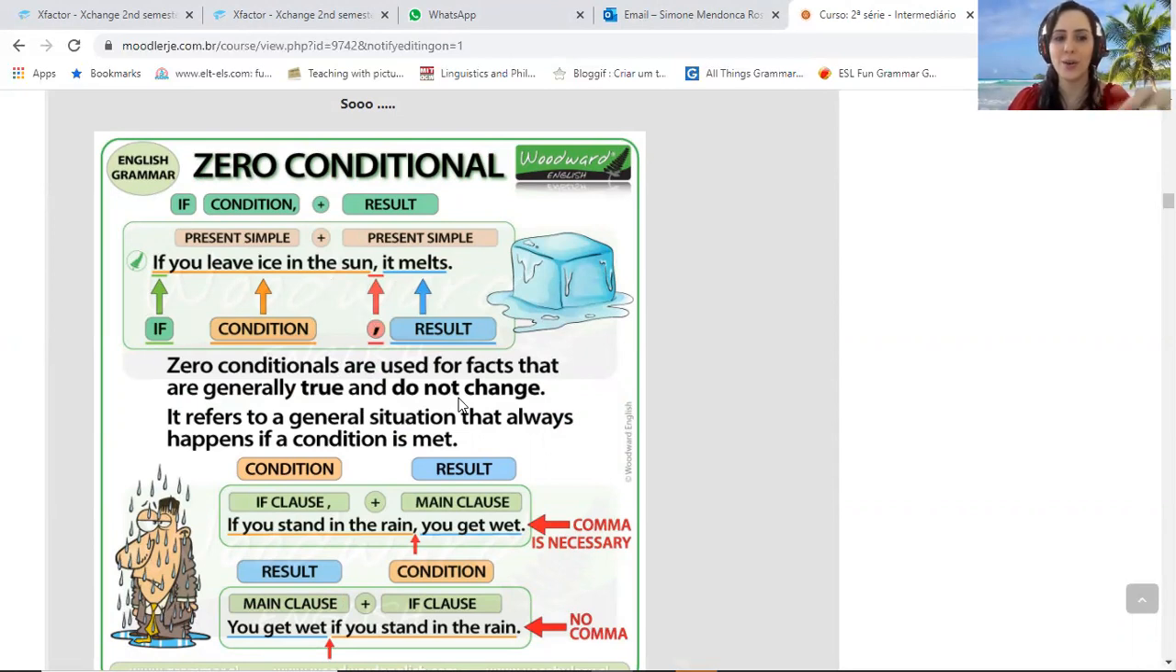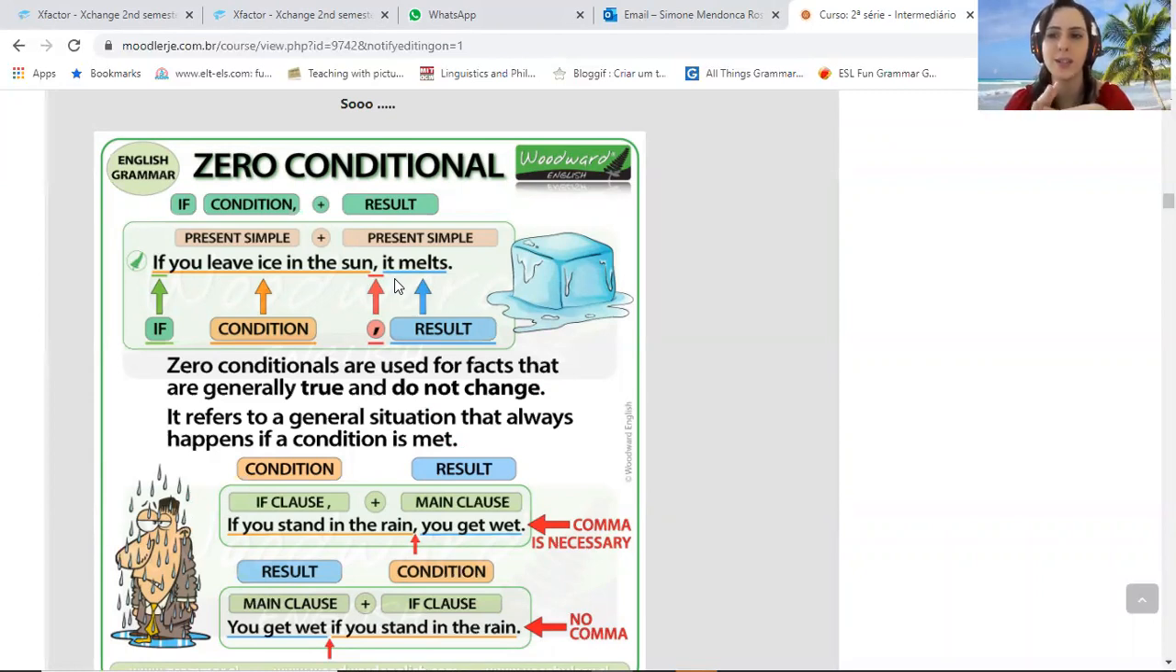Here they give a very obvious example. They say if you stand in the rain, you get wet. If you stand in the rain, you get wet, guys. Without an umbrella, that's obvious. That's a fact. It does not change. If you leave the ice in the sun, it melts. So that's the use of the zero conditional.